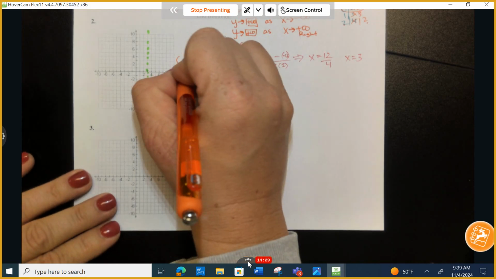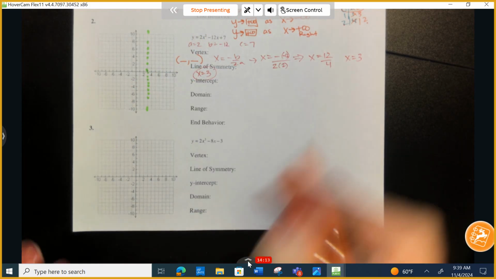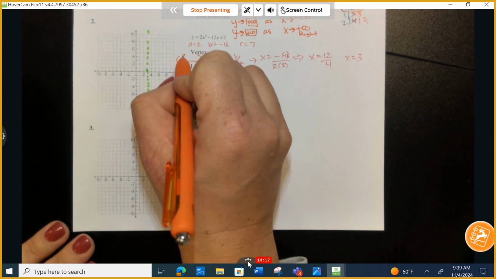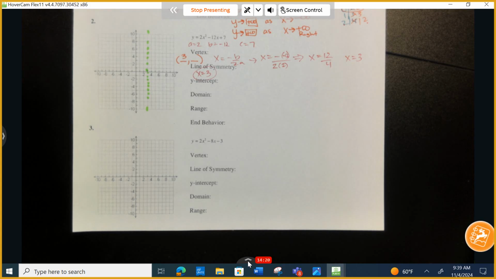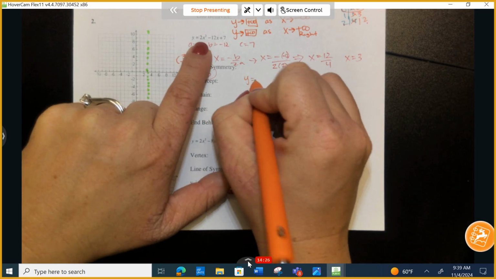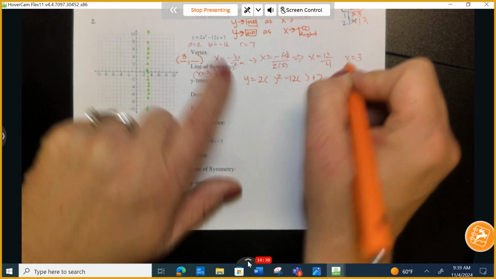Now a vertex has both an x and a y value. Remember, the value for the line of symmetry will match the x value for your quadratic functions. Now how do you find the y value? I'm going to come back up here and I'm going to write y equals, I know what the x is. The x value I want is 3.